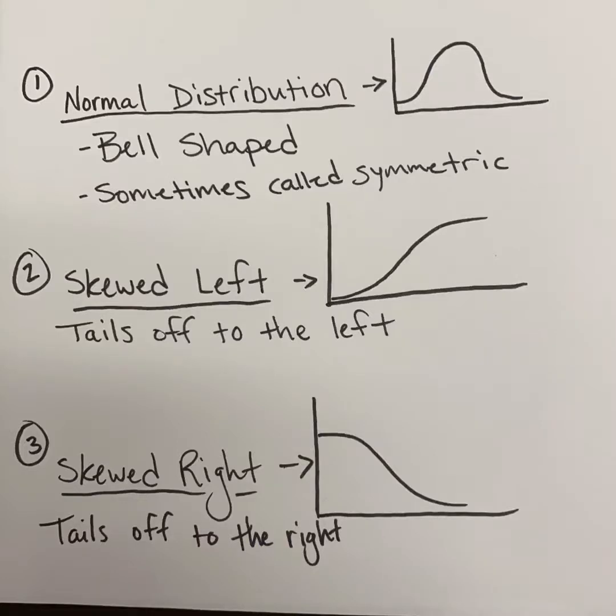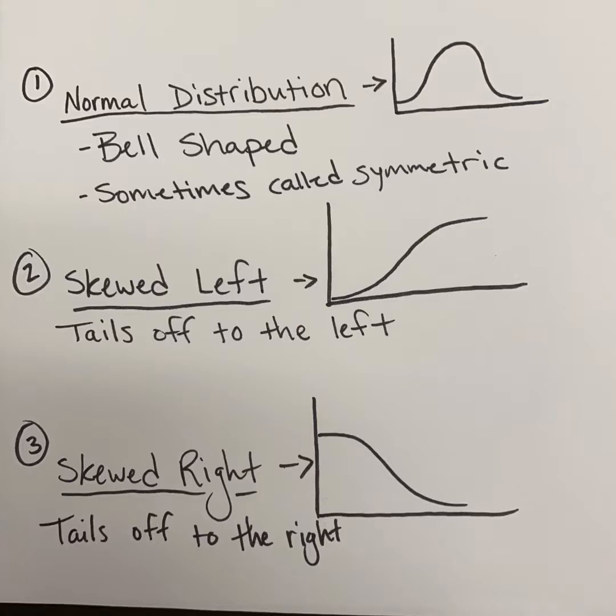So here's a quick recap that you could place into your notes about the shapes of distributions. Number one, you have the bell-shaped curve or a normal distribution. We could also call this symmetric. Number two, it could be skewed to the left. The data tapers off or tails off to the left-hand side.